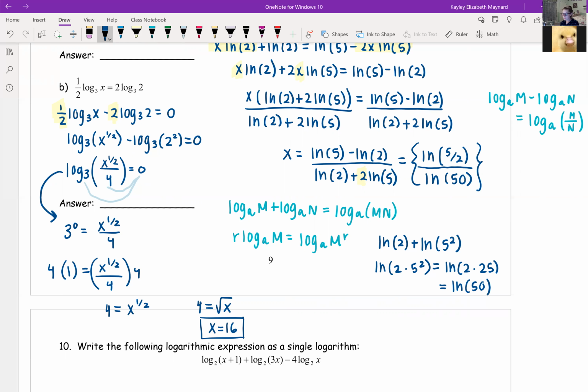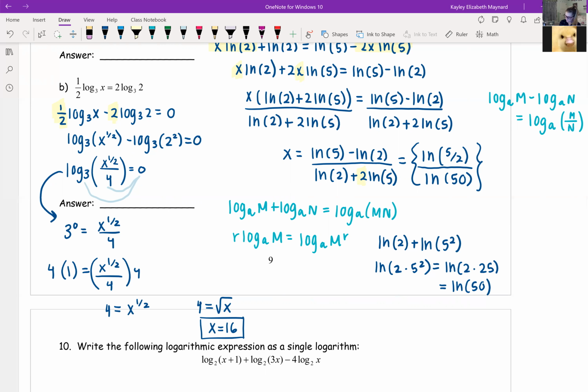So the reason that this ends up being equal to 1 is that we have 3 to the 0 power, and anything raised to the 0 power is equal to 1. So like 2,000 raised to the 0 power is just 1. So anything at all raised to the 0 is 1.